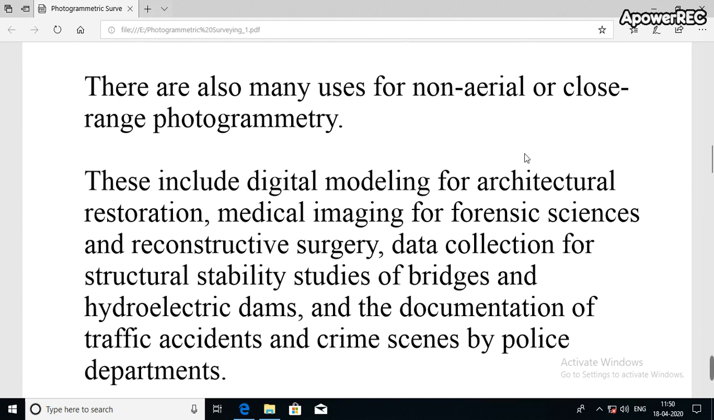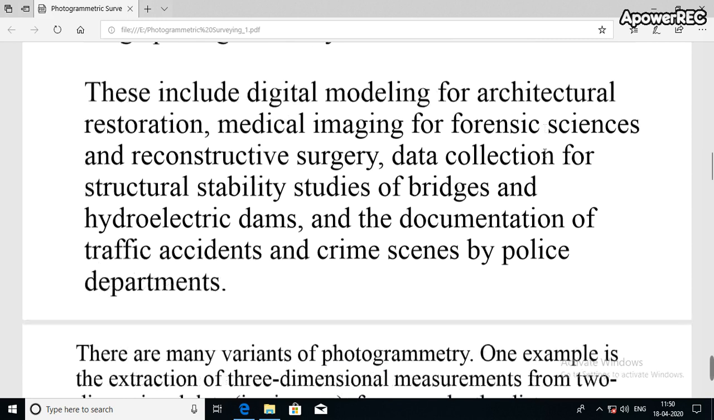There is also non-aerial or close-range photography, including digital modeling for architectural restoration, medical imaging for forensic sciences, and many civil engineering applications, like the structural stability of bridges and dams, and documentation related to traffic accidents, etc.